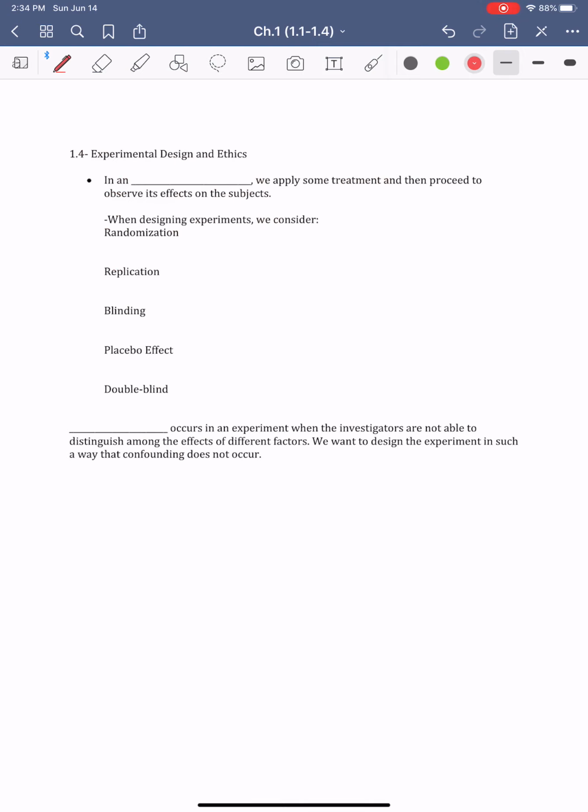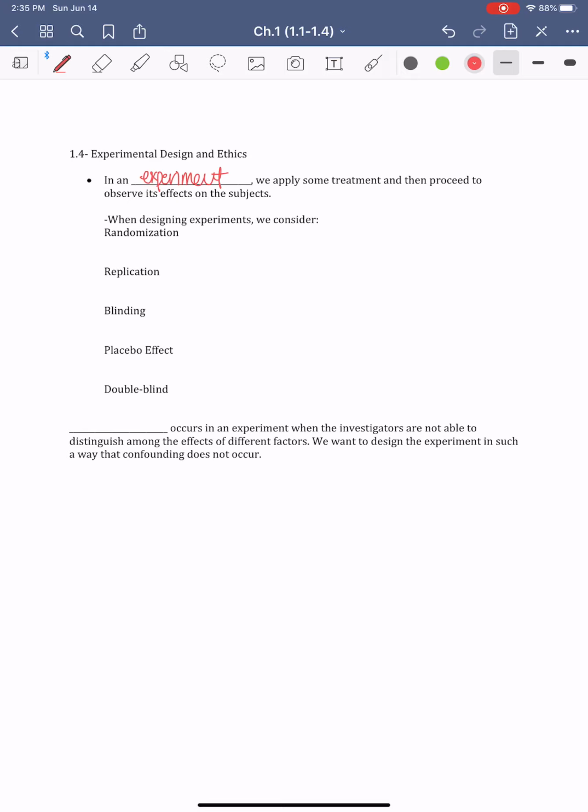Okay, here's the last section of chapter 1.4. We talked very briefly about how to organize data, what types of data, how to gather the data, right? Sampling methods. So here are a few terms involving experiments. How do you conduct an experiment? In an experiment, we apply some treatment and then proceed to observe its effect on the subject.